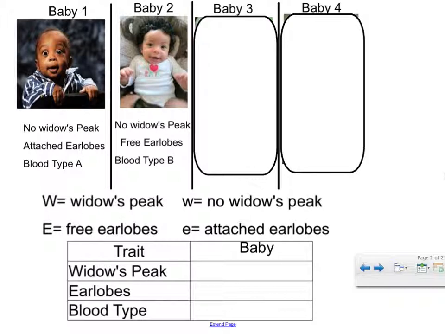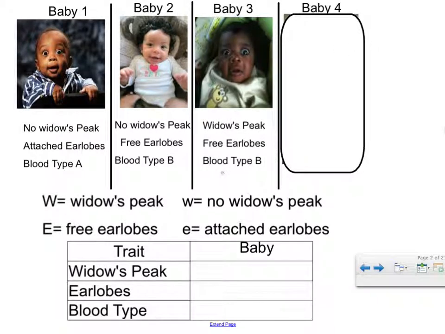Let me then introduce you to baby 3. Here we have baby 3. Baby 3 has a widow's peak. Therefore, baby 3's genotype would be dominant W, recessive W, or dominant W, dominant W.